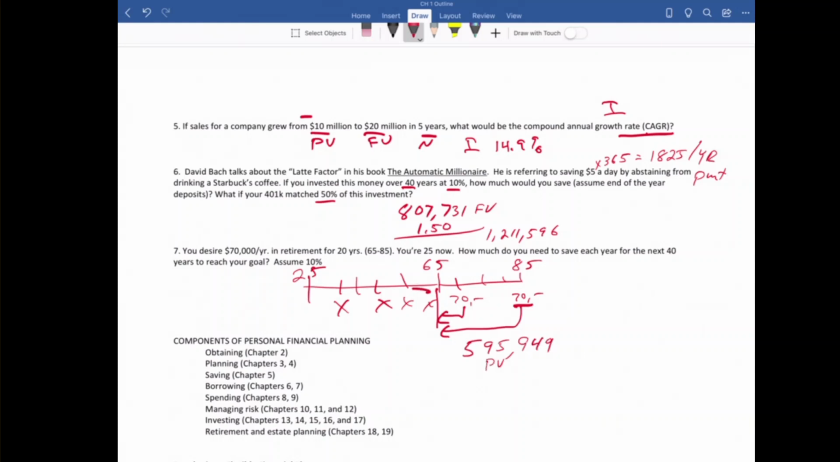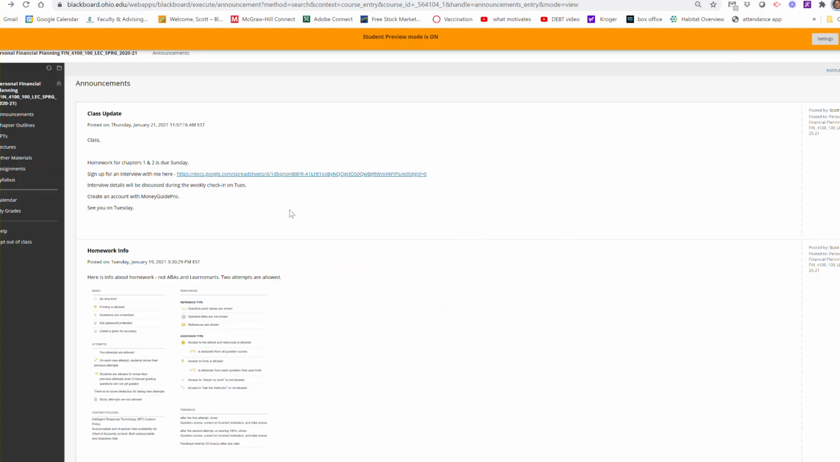Now we have a new problem. We're solving for X, and the 595 now is the future value. So we take 595,949 as the future value, and we have 40 payments of N. I is still at 10%, and therefore the payments would be 1,346. So there will be a couple questions on the quiz on time value of money, similar to what you just saw there.